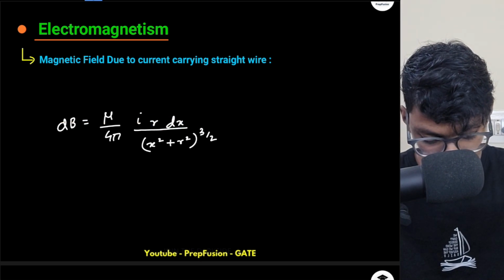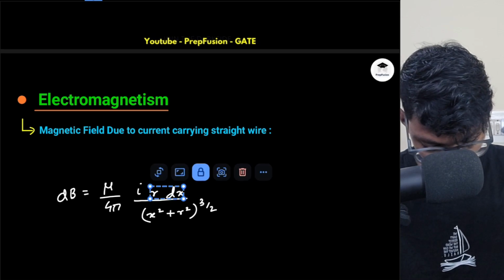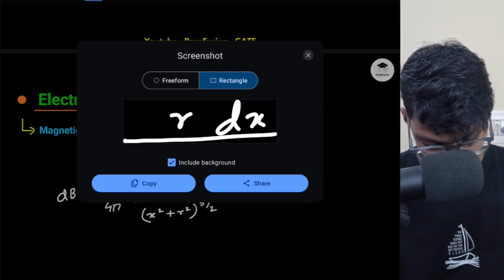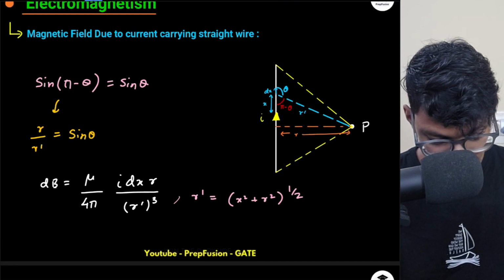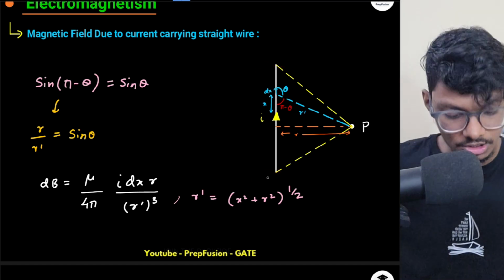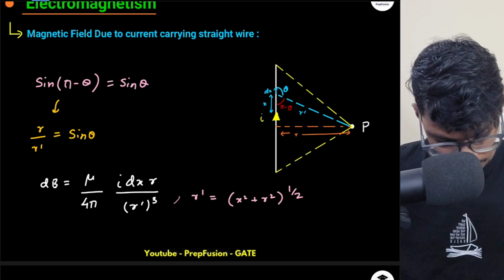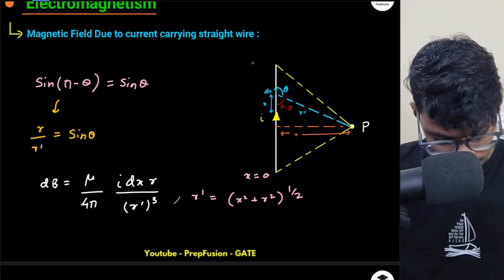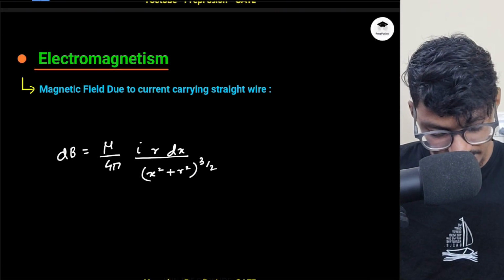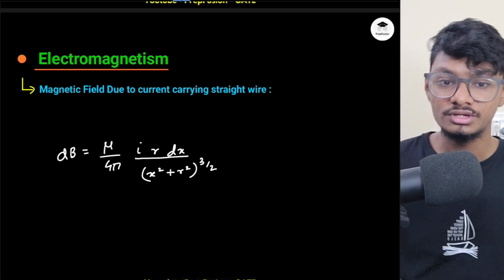Why did I choose dx? Because I had to basically integrate. I have to simply integrate throughout this length, from here to here, so x equals 0 to x equals L. But it's not that simple, because this integration is very difficult. I cannot simply integrate with respect to x, so I have to do a few substitutions.